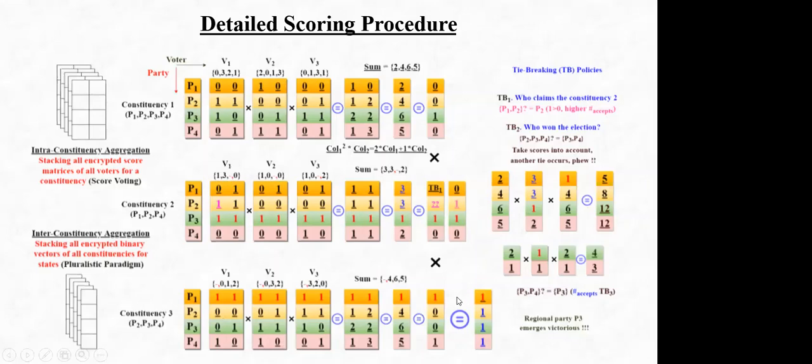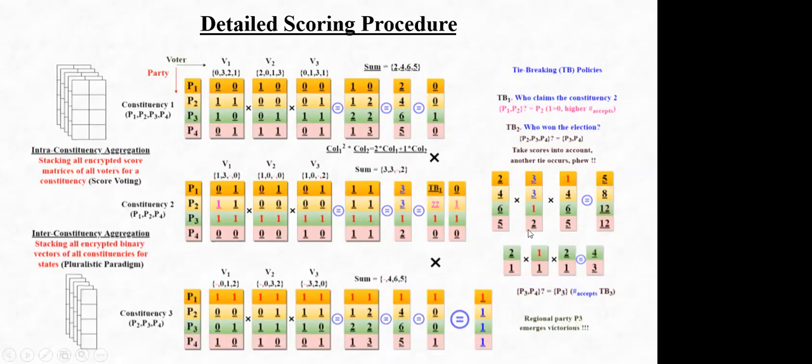Now for constituency 3, I have taken a very extreme example where the tie breaking continuously happens. Let's say P4 has emerged victorious in constituency 3. Now 3 different parties, other than P1, have emerged victorious in their respective constituencies: P2, P3, P4. And again, a tie happens. All of these 3 are claiming 1 seat each. So whom should be considered as the majority declaring party? There's a tie between P2, P3, and P4.